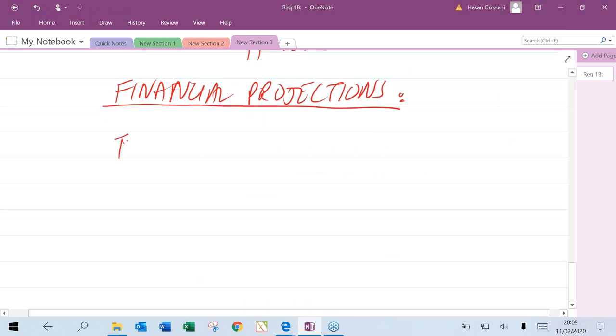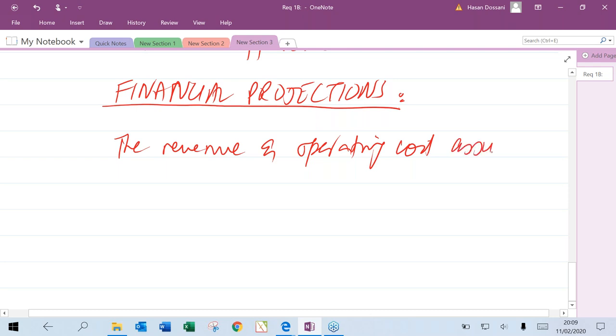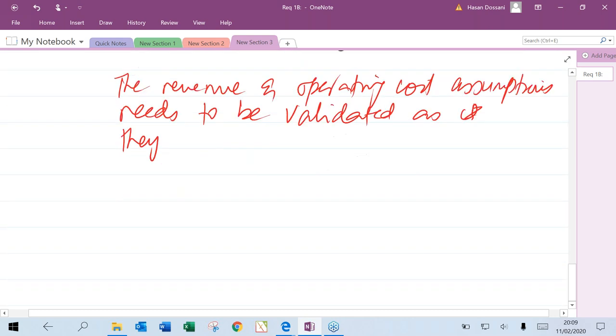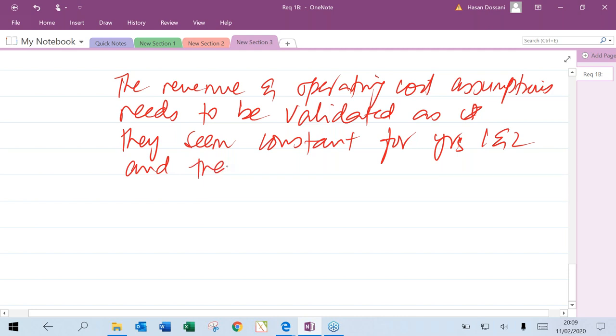The revenue and operating cost assumptions need to be validated as they seem constant for years 1 and 2, and then for years 3 to 6. That's it. Okay.